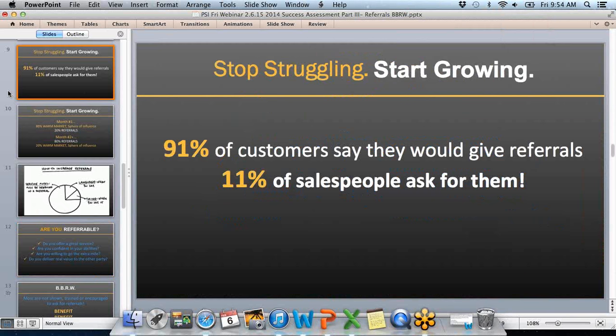Now, something else that Darcy spoke of, and I think this is absolutely critical. I see this as I travel across North America.